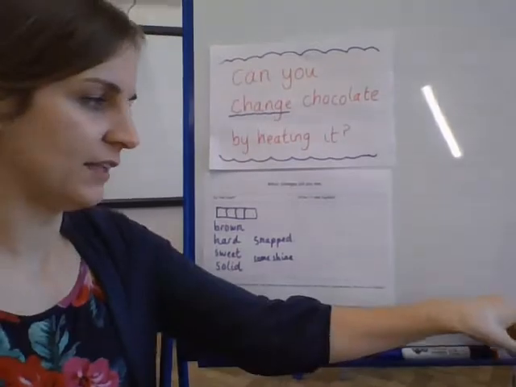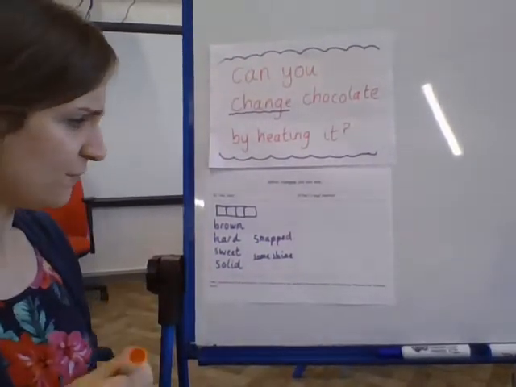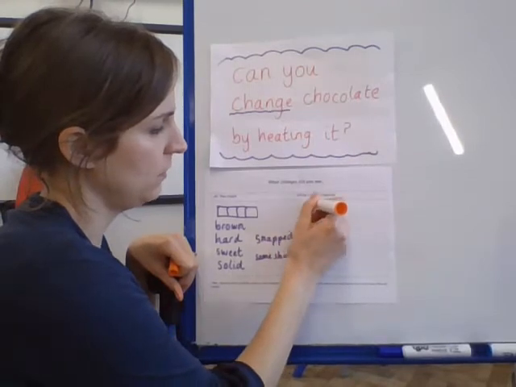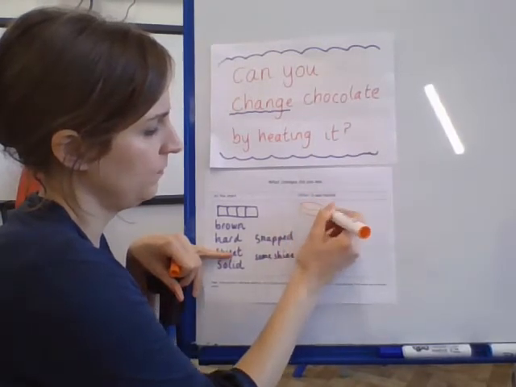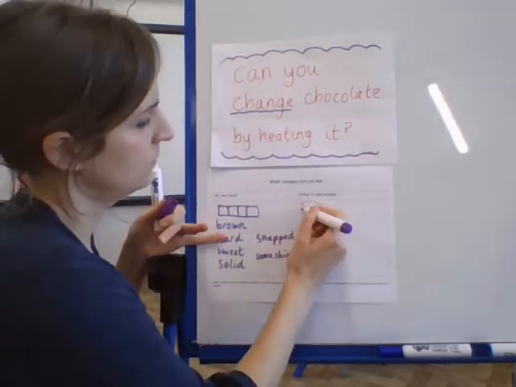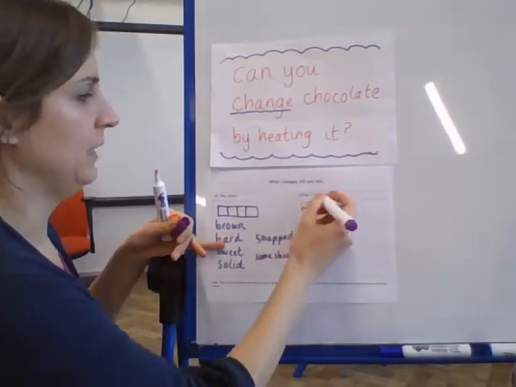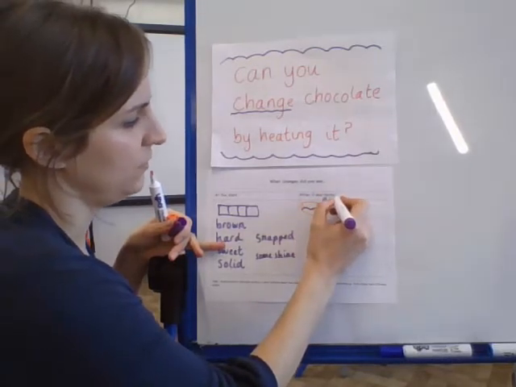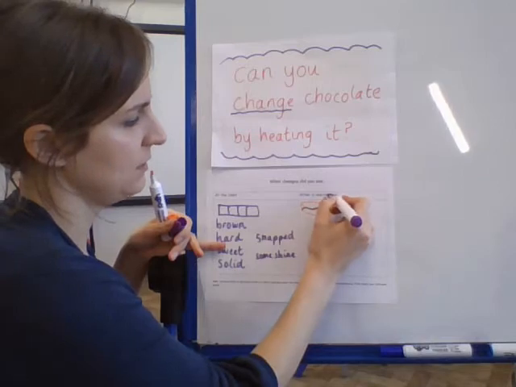Let's use another colour this time. So, after it was heated, let's draw a little picture. I'm going to draw it in the bowl. And then I'm going to draw the chocolate running. And I might draw it dripping down off the spoon. I didn't leave much room. Whoops, I didn't use this hat.